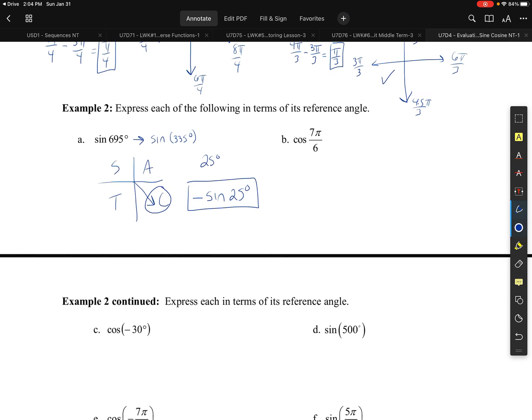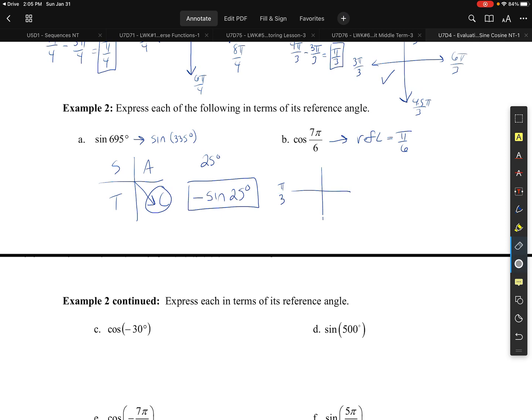Alright, so if I'm looking here, right away, I know my reference angle. I see divide by 6, so my reference angle is pi over 6 for 30 degrees. 7 pi over 6. Alright, so this would be 6 pi over 6. This would, no, that'd be 3 pi over 6.